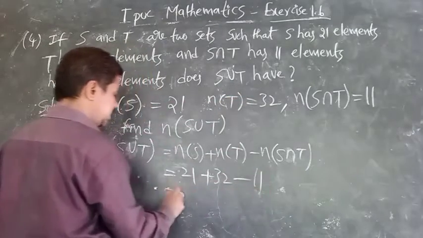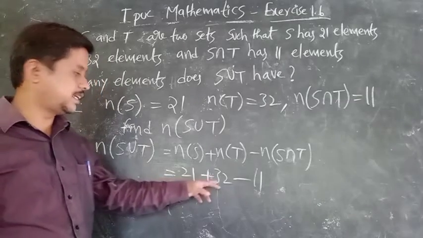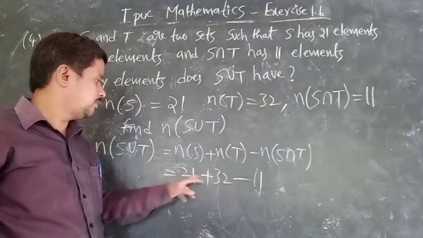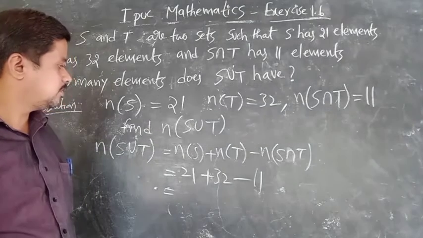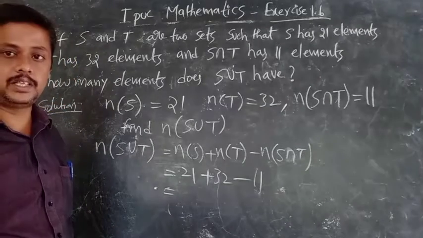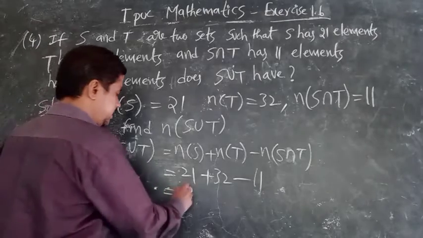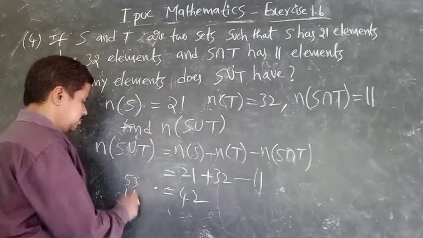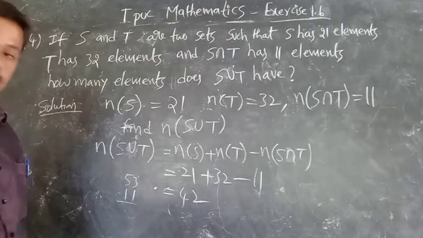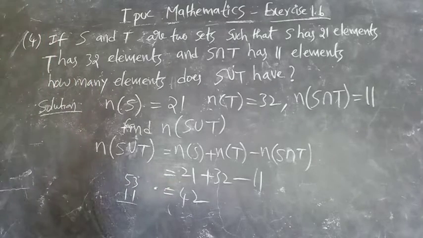So this is the answer. 21 plus 32 is 53. 53 minus 11 is 42. So this is the answer. Understood or not? Like that you have to simplify. Okay, next we will see the next question.